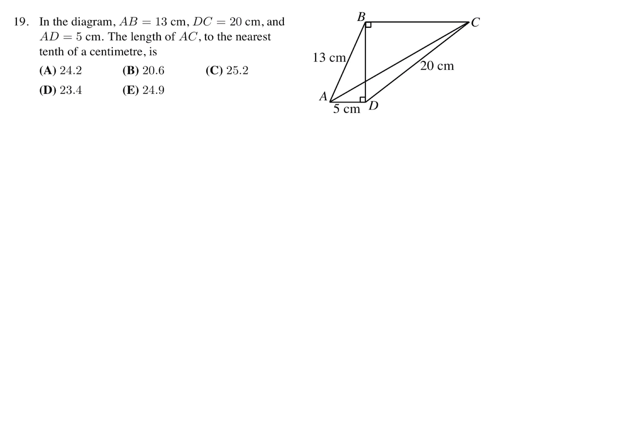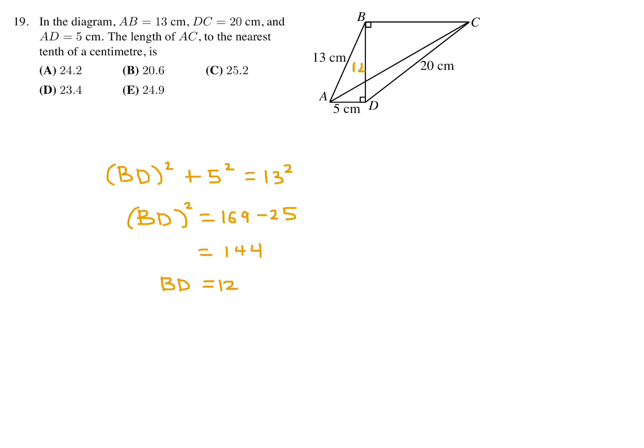In the diagram, AB is 13 centimeters, DC is 20, and AD is 5. The length AC to the nearest tenth of a centimeter is. Okay. Well, let's see, where do we begin here? Well, first, let's figure out BD. We can do that using Pythagoras. BD squared plus 5 squared is equal to 13 squared. And therefore, BD squared is equal to 169 minus 25, which is 144. And therefore, BD is the square root of that, which is 12. So BD is 12. Put that in there.